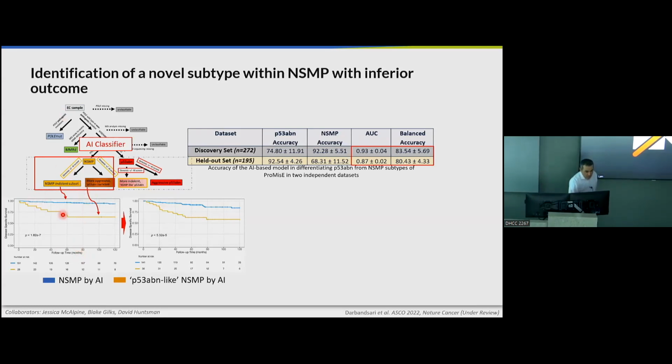Those patients, what we call P50 abnormal-like NSMPs, actually do worse compared to the rest of the NSMP cases. And this was validated in our held out set, for progression-free survival, disease-specific survival, and also overall survival as well.